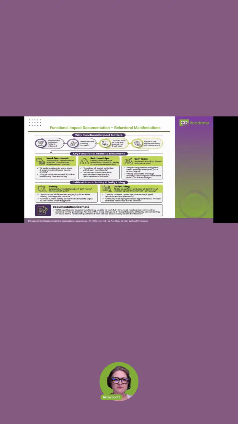All right, let's talk about functional impact. This is so important, and I cannot stress this enough, guys. Why does functional impact matter? It's required for the diagnosis. It's in the DSM-5 criteria. It demonstrates medical necessity. It justifies the level of care and intensity of treatment, and it impacts risk adjustment and reimbursement, which is really important.